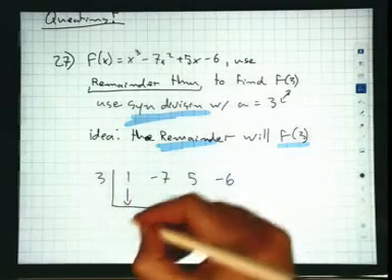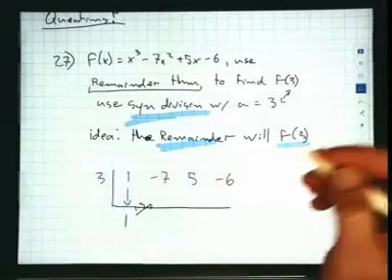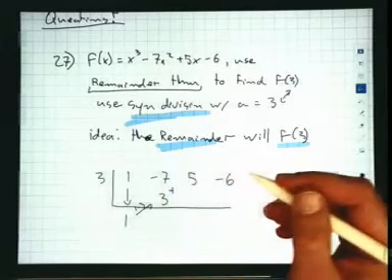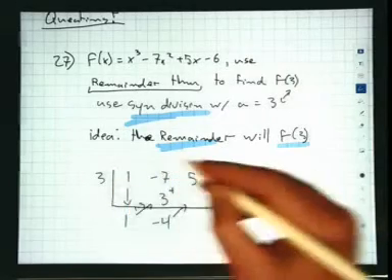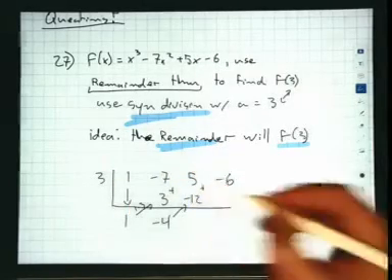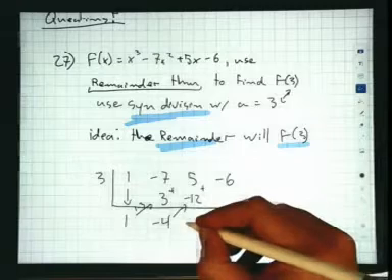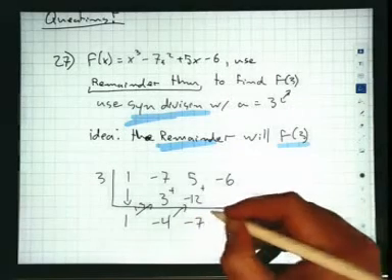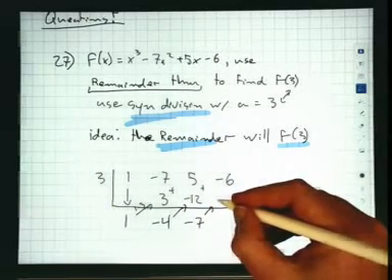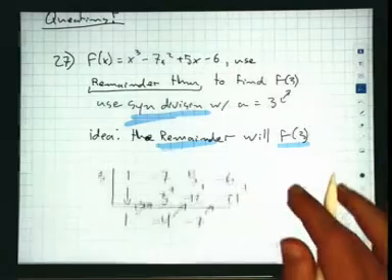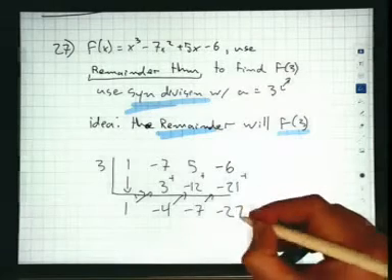So bring down the first coefficient, 1. Then you're going to do 1 times 3. So that's going to be 3, and then you add. So that's going to be a -4. Then you multiply again. -4 times 3 is going to be a -12. And we add. -12 plus 5 is going to be a -7. And we multiply again. So 3 times -7 is going to be a -21. We add. And I get a -27.